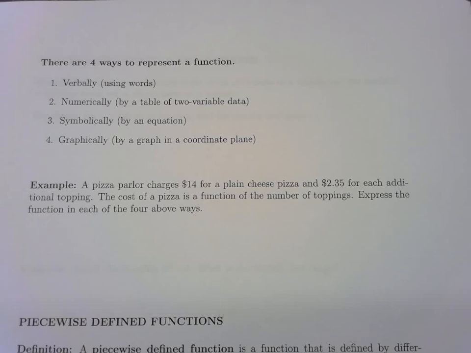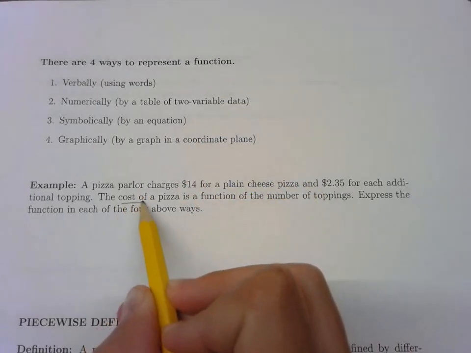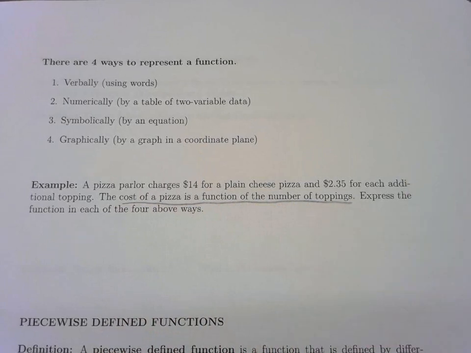Okay, so it says a pizza parlor charges $14 for a plain cheese pizza and $2.35 for each additional topping. The cost of a pizza is a function of the number of toppings. Express the function in each of the above 4 ways. Okay, so first of all, we have this, which tells you it's a function. So it says the cost of pizza is a function of the number of toppings.